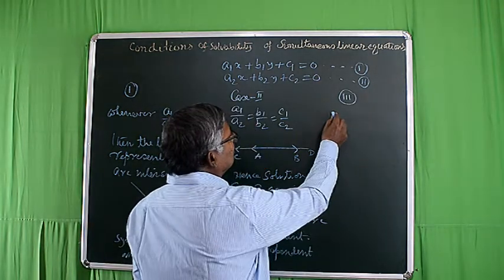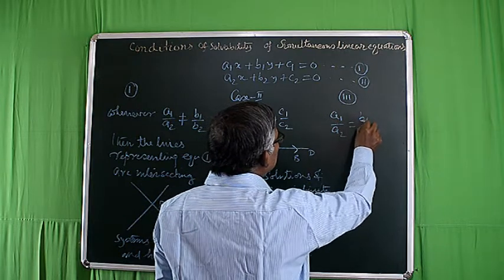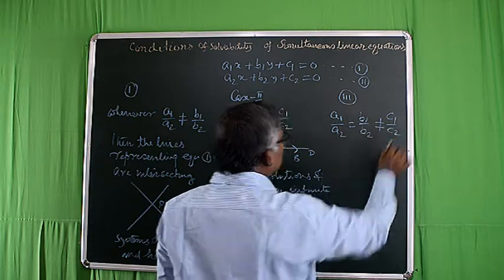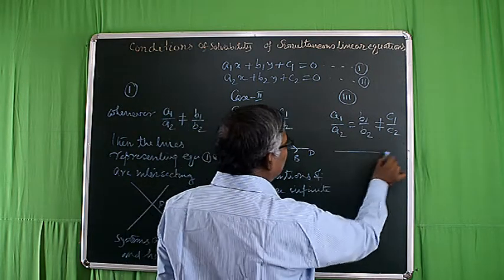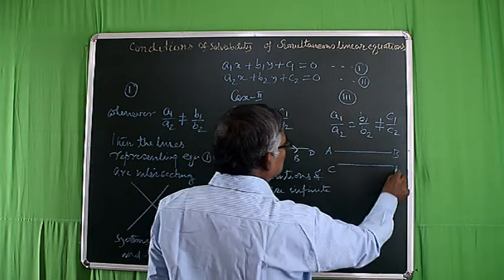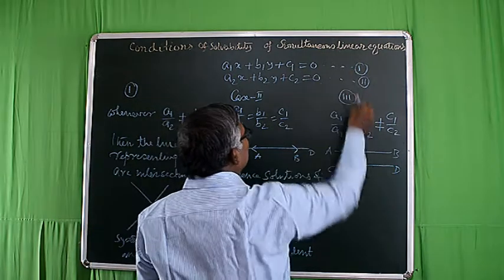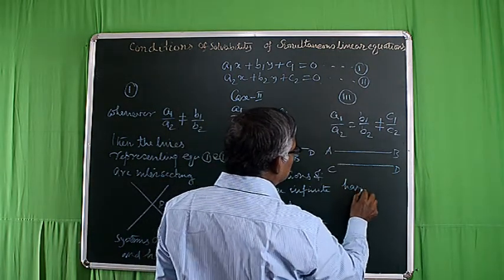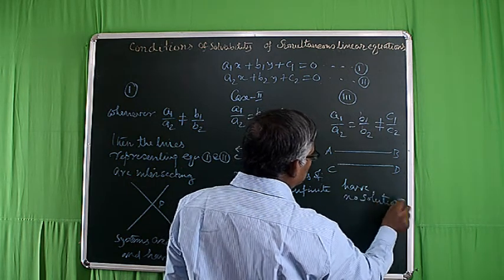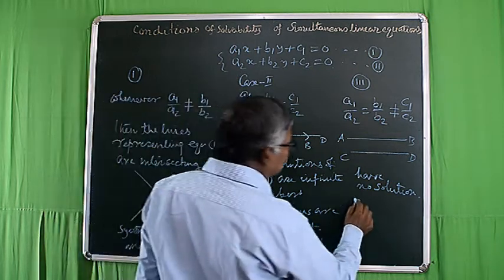In case 3, we see a1 by a2 equal to b1 by b2 not equal to c1 by c2. Their lines are parallel. Obviously, the system of equations 1 and 2 have no solution. The system of equations 1 and 2 is called inconsistent.